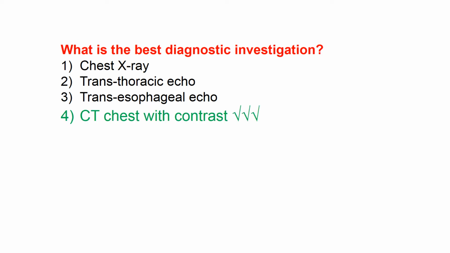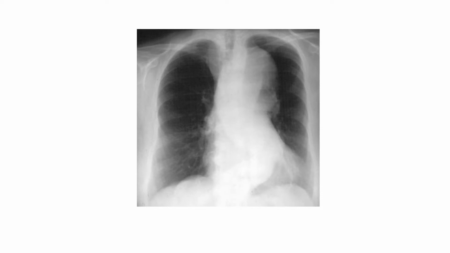The correct answer is number 4. It is CT chest with contrast, the best diagnostic investigation in case of dissecting aortic aneurysm, with sensitivity and specificity of 99%. That's an X-ray of this man representing wide mediastinum, indicating that the patient may have dissecting aortic aneurysm.